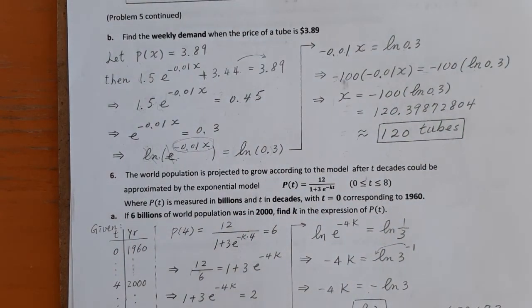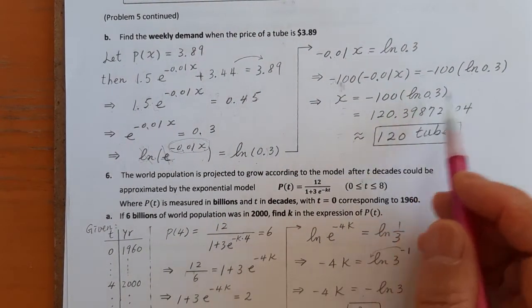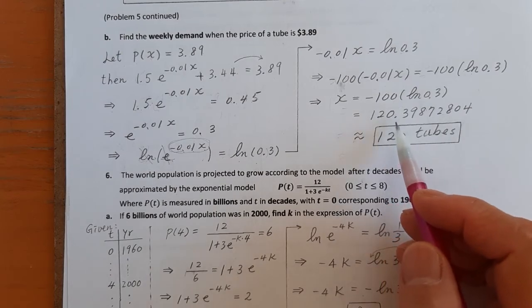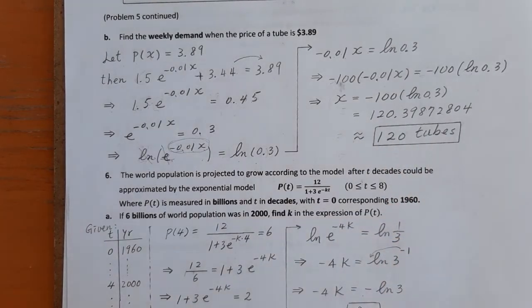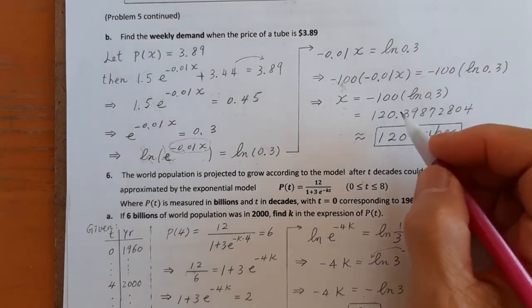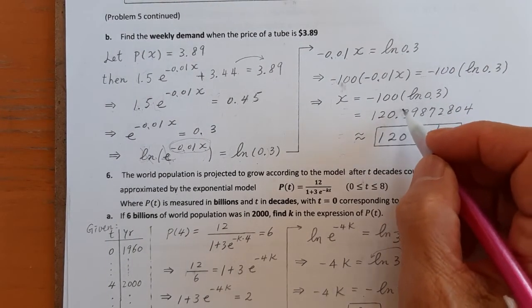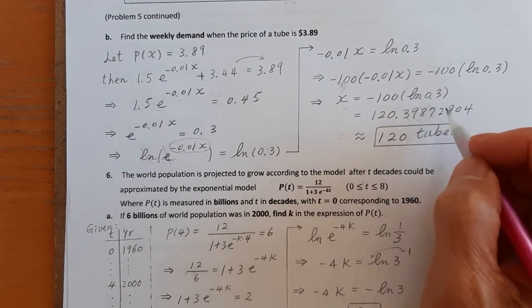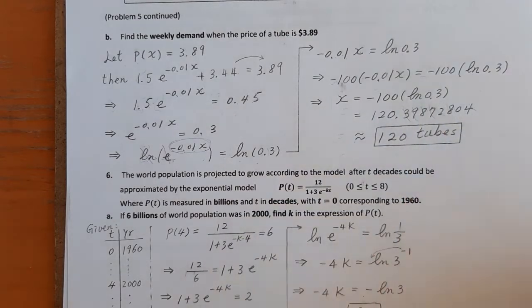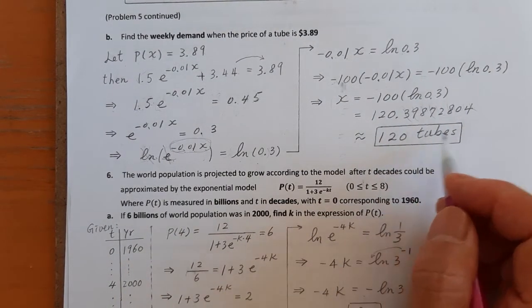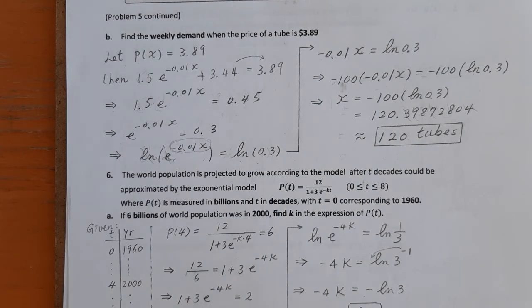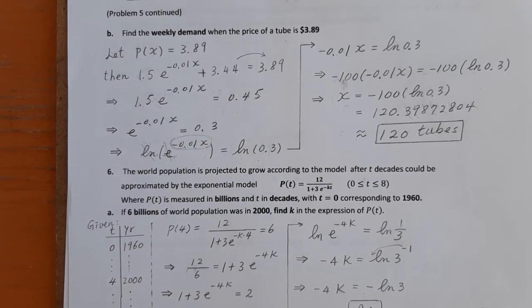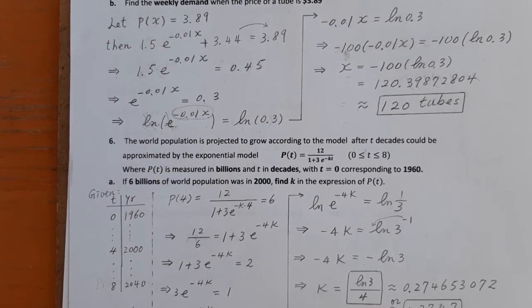Then use a calculator. You figure out it is about 120. Since it is how many tubes of toothpaste, it should be a whole number. So round to the whole number. Since the next digit 3 is less than 5, truncate and get 120 tubes. It has to be a whole number. It's impossible to have half a tube.